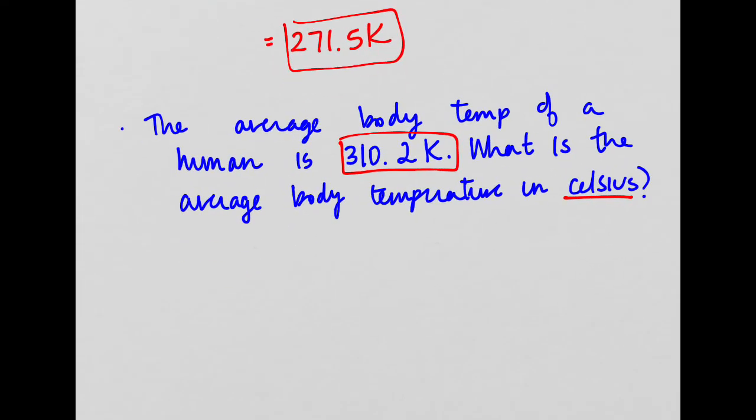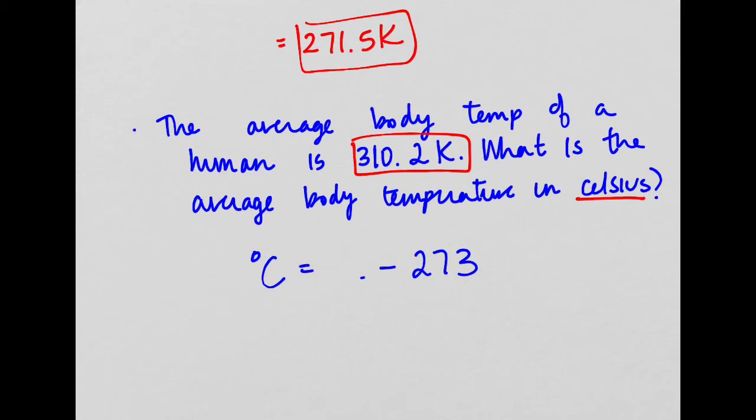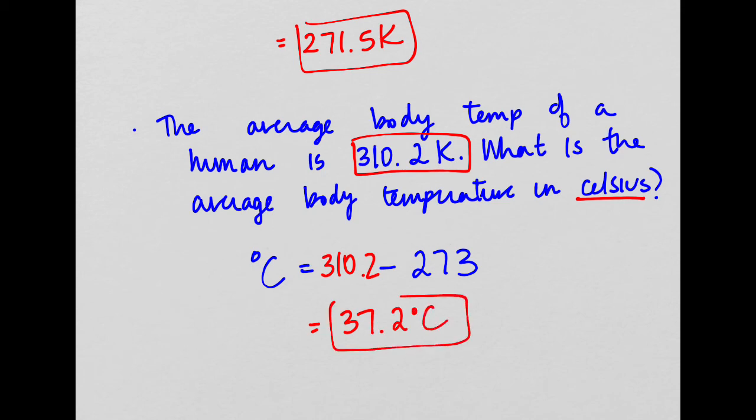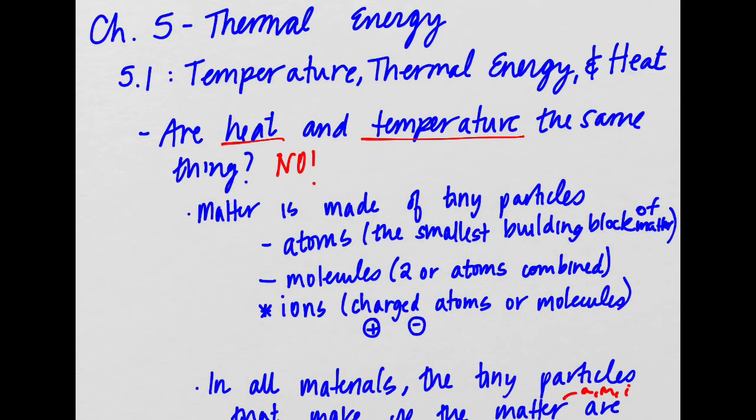So, degrees Celsius equals Kelvin minus 273. If I plug in here my degrees Kelvin that I'm given, of 310.2, and I plug all this into a calculator, I get that the average body temperature is 37.2 degrees Celsius. There we go. Okay, so that's where we're going to stop today.